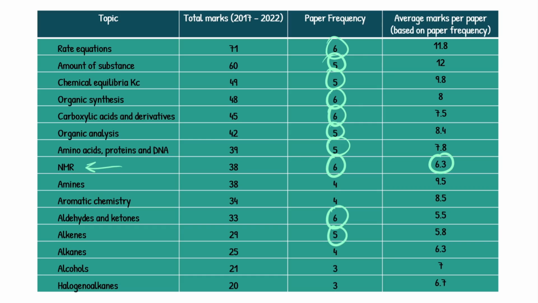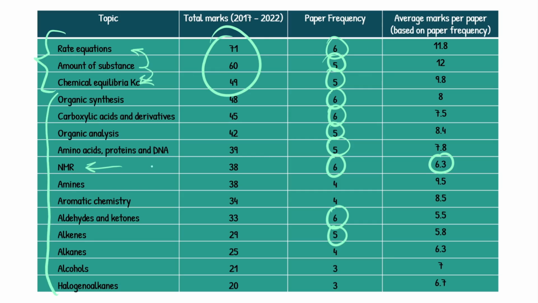So going back to this table, guys, do with it what you want. I would suggest focusing on the topics that have the highest paper frequency and the highest marks. 1,000,000% learn these 3. Okay, rate equations, amount of substance, chemical equilibria, Kc. They come up in pretty much every paper. Amount of substance feeds into other topics regarding physical chemistry right here. So do your best to learn these 3. That's where I would personally start if I had some excess time to focus on physical.